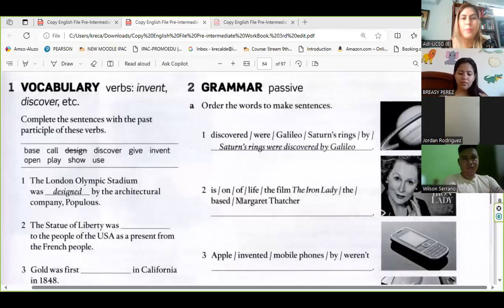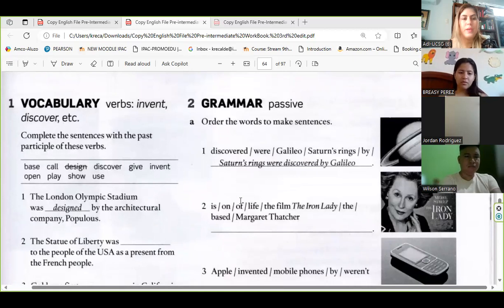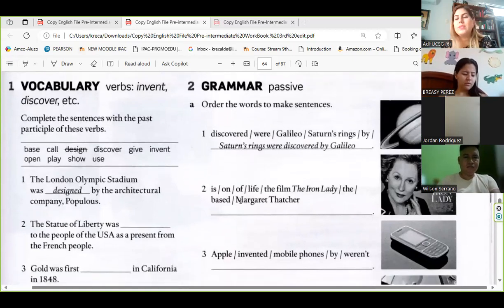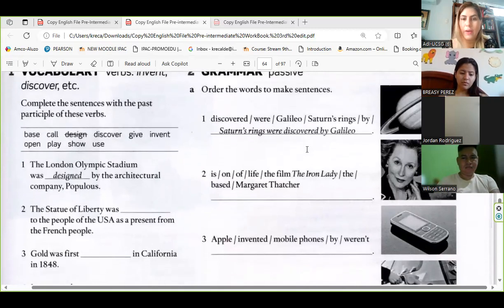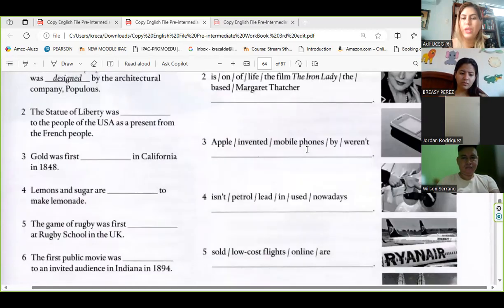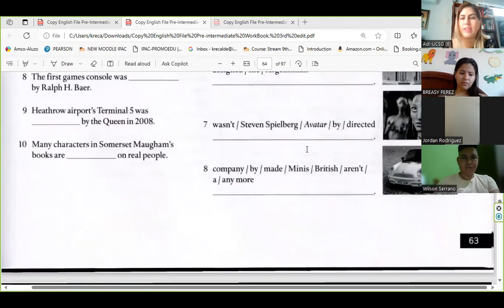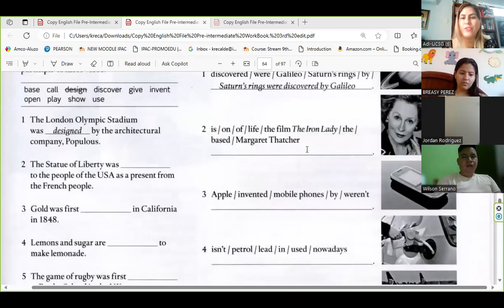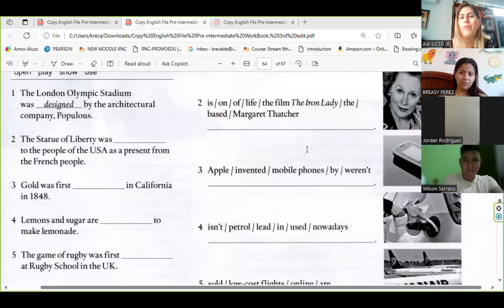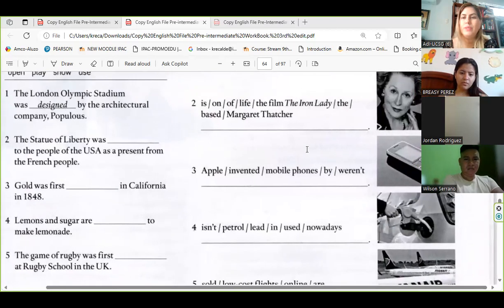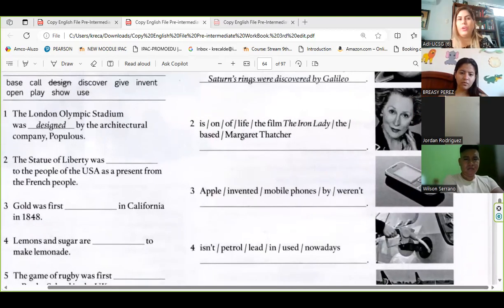Okay, let's do this exercise so we can remember the passive voice. The first one is done for you. Galileo discovered Saturn's rings. You have to complete them using passive voice. Saturn's rings were discovered by Galileo. Now we have number 2, 3, 4, 5, 6, 7. There are 7 sentences for 7 students. So if we have the first one, let me put it here.